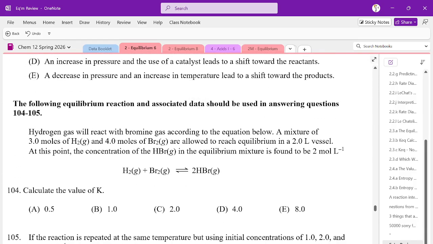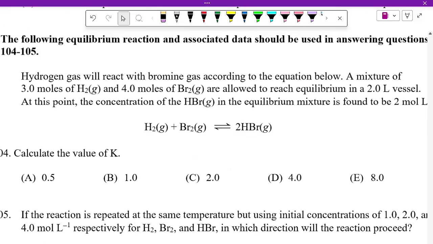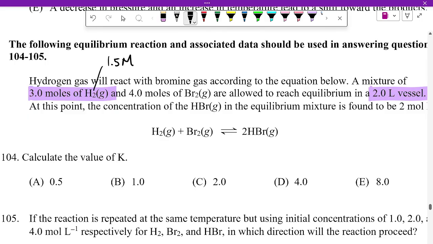Okay, so we have this equilibrium, and we are in a 2-liter vessel, and we have 3 moles of H2, so 3 divided by 2 is 1.5 molar. 4 divided by 2 is 2 molar Br2. You would show that calculation if you were doing this in a written response, but as multiple choice, you can just divide by 2. There we go.